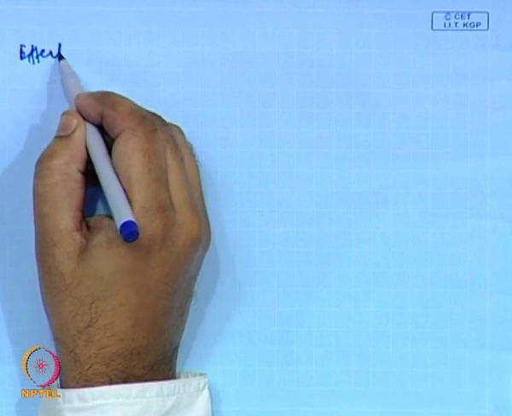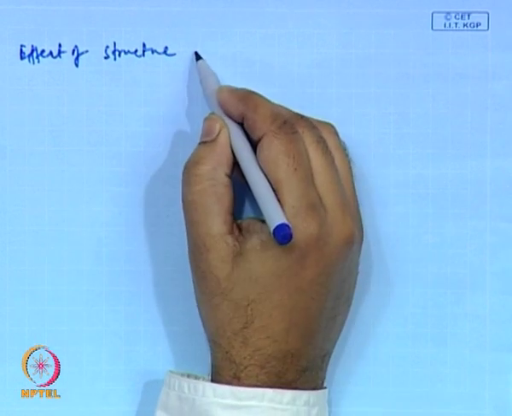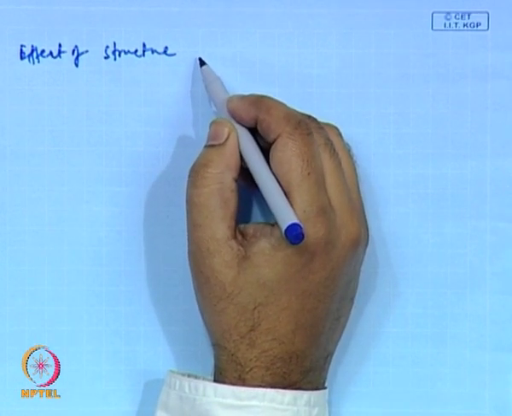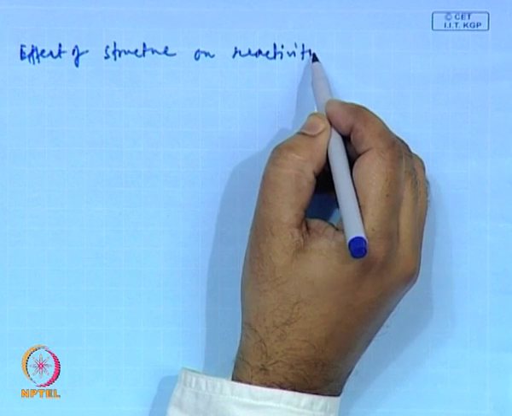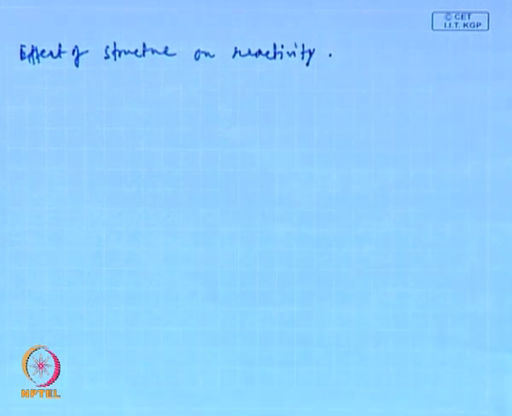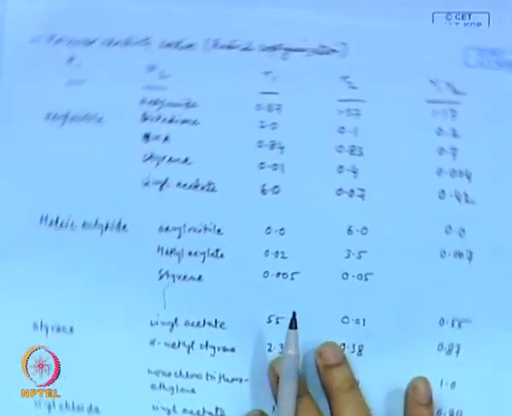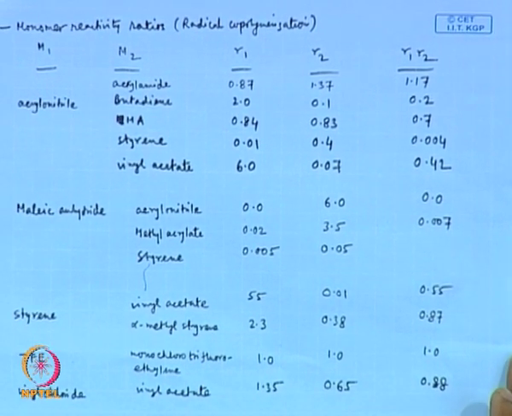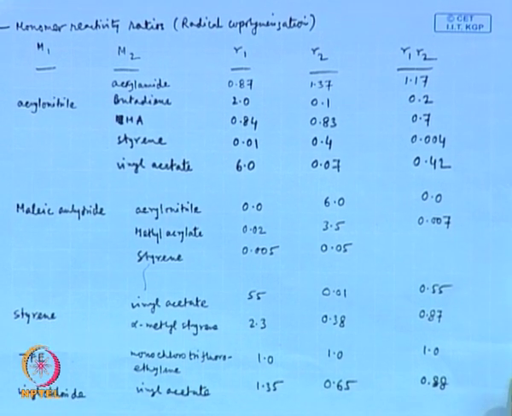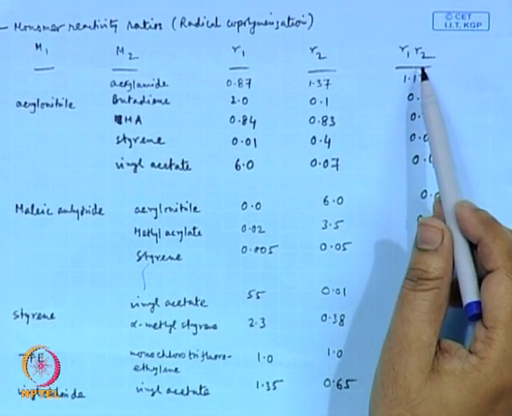So, now let us talk about the effect of monomer structure on reactivities or reactivity ratios. Before I go into this, let me show you some numbers, tabulated from known values. These are the numbers of different r1, r2 and their product as well.